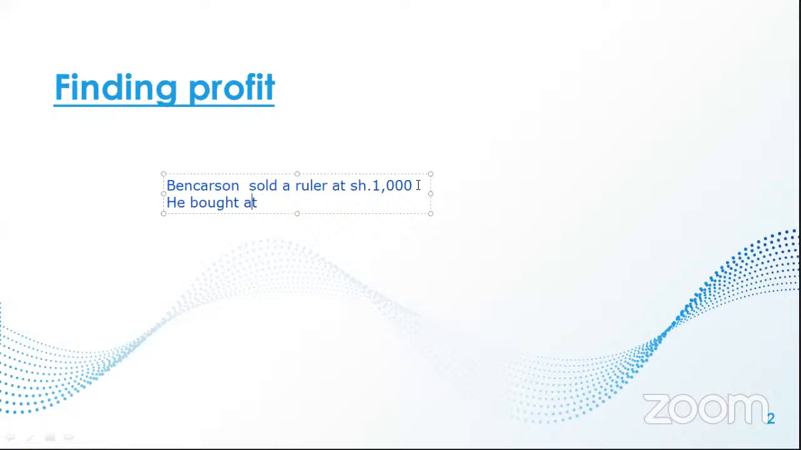He bought a ruler at, let's say, Ben Carson, allow us to say you bought this ruler at 800 shilling. Okay, Ben Carson, are you there? Yes. So you bought the ruler. Yes, Ben. Can you come on? Yes, teacher. Okay, you remain on. So you sold the ruler at 1,000. Now here I have just said you bought the ruler at 800.